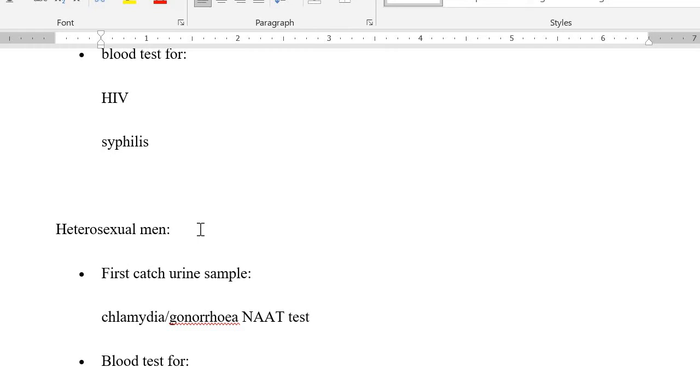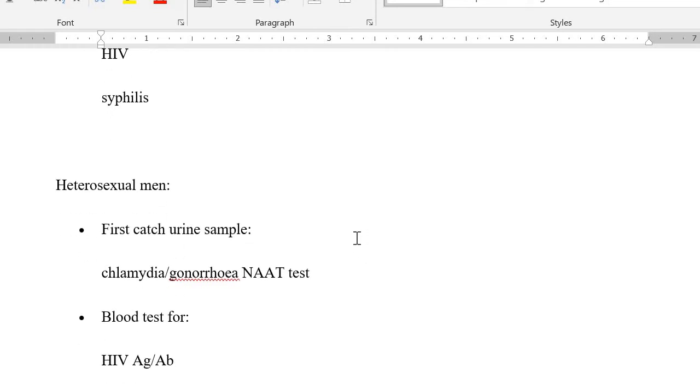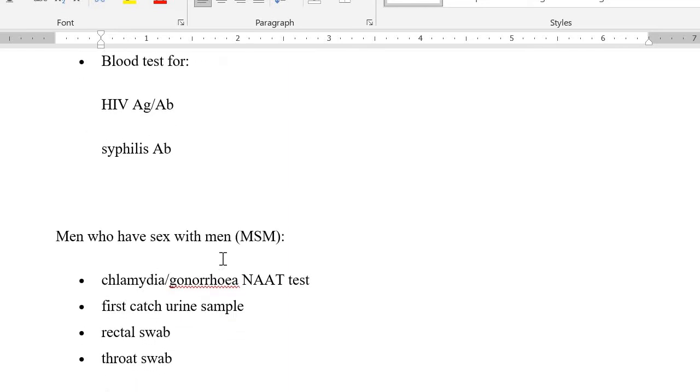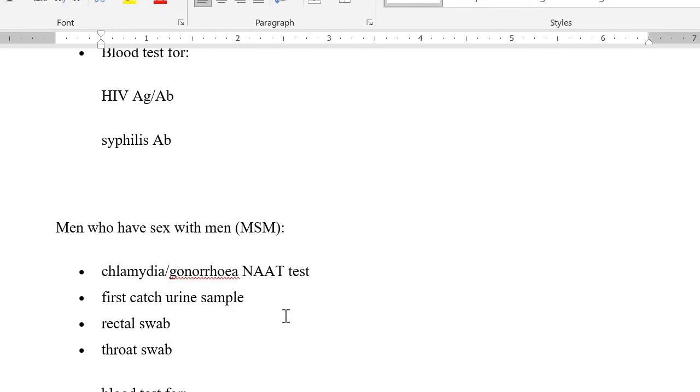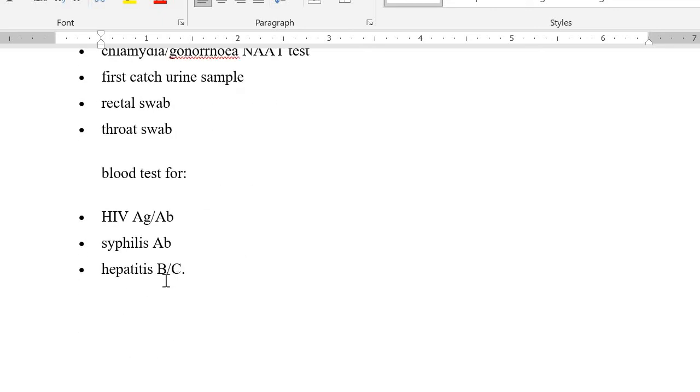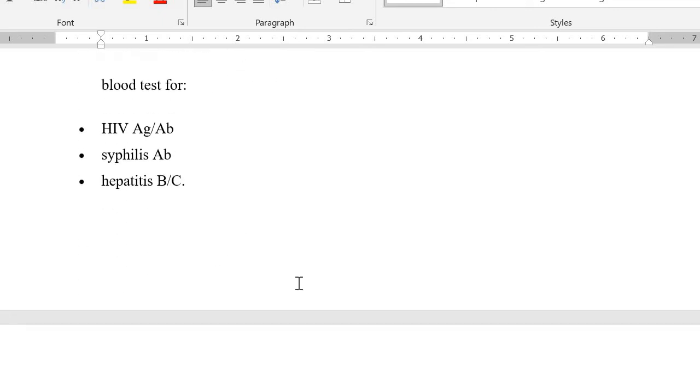In the heterosexual men, all of this info is taken from the BASHH guideline. We need to take the first-catch urine sample, because chlamydia can cause infection in the urethra in men and also in women. We will send them for NAAT, and the blood will go for HIV antibodies and syphilis antibodies. In men who have sex with men, again the NAAT on first-catch urine, rectal swab, and throat swab. Blood for HIV, syphilis, and hepatitis B and C also.